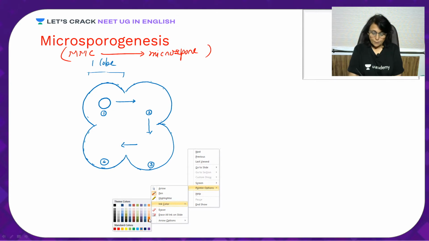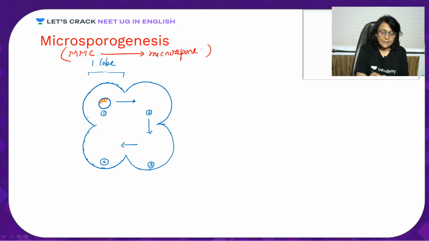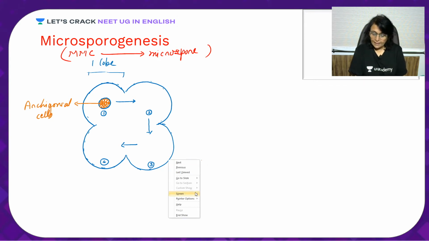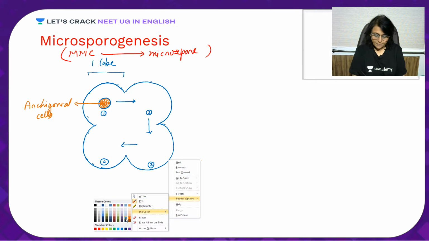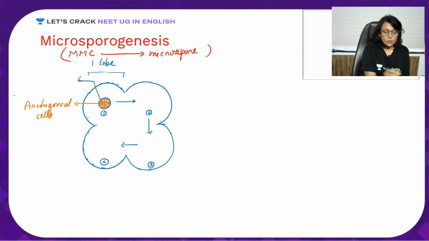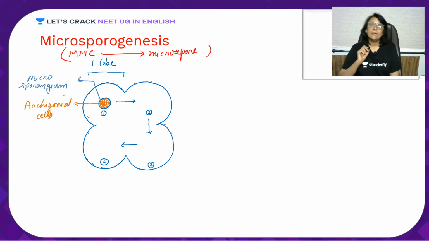In the first stage, if you remember, we packed this sac tightly with cells. The sac was called microsporangium, and the cells are archesporial cells. The sac is called the microsporangium. This first stage is seen when the anther is young.